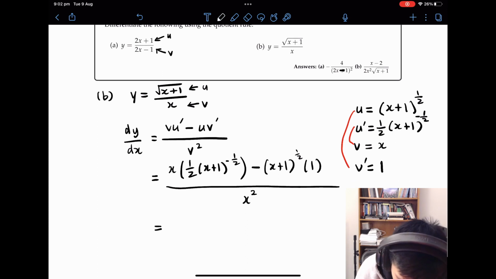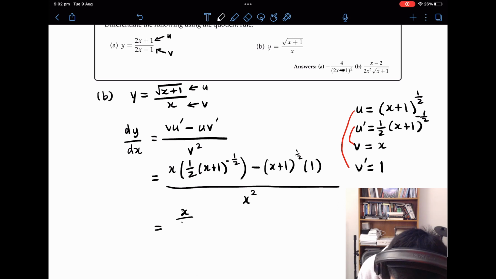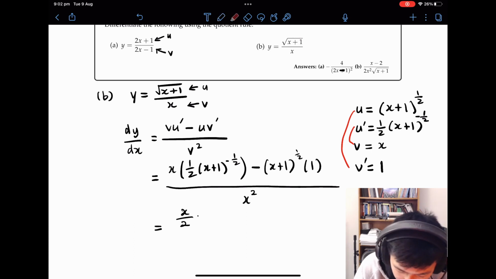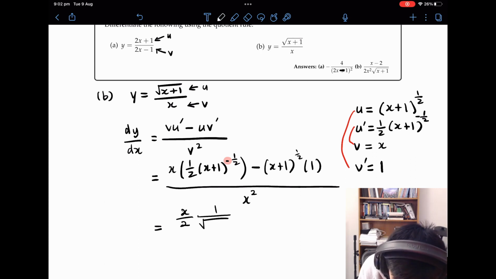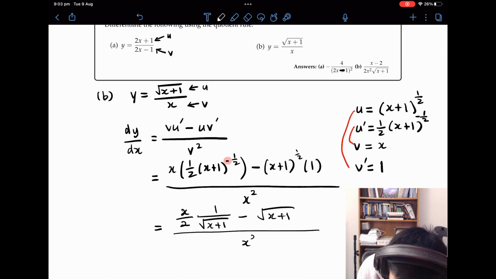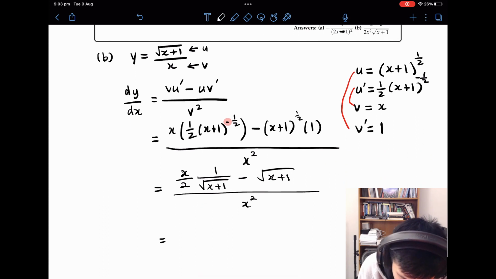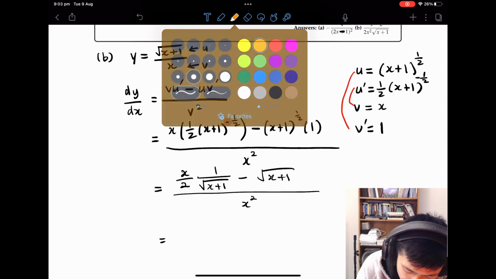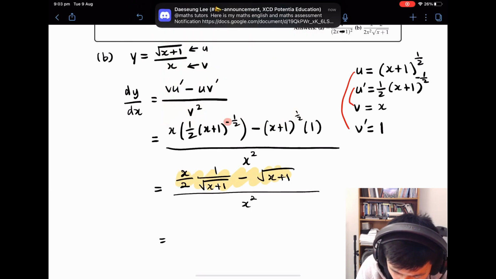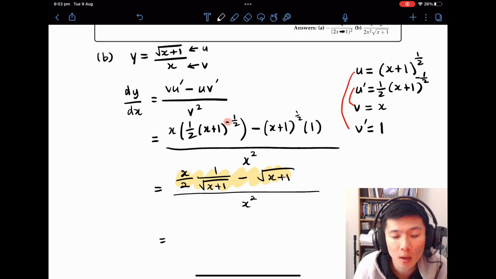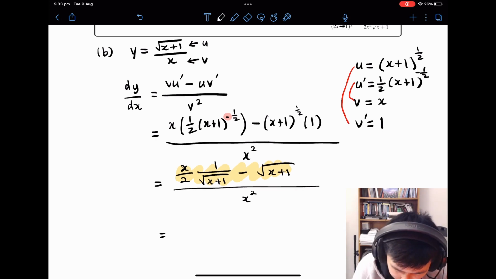So let's simplify this a little. We've got x over 2 times, now let's remember that this minus sign that we see here makes this a fraction. So it's actually 1 over the square root of x + 1, minus the square root of x + 1. And this is all divided by x squared. Right? So now let's just focus on the numerator. Let's just focus on this over here. How do I simplify that?